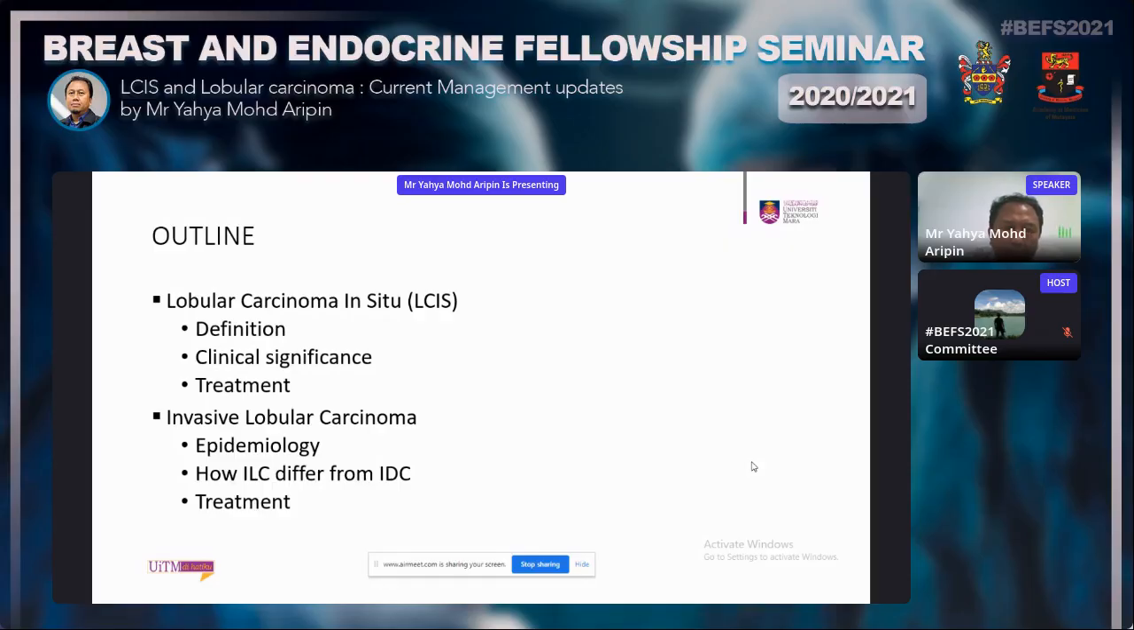Okay, this will be my outline. I'm going to spend about 20 minutes talking about lobular carcinoma in situ, LCIS. We'll touch on the definition, clinical significance, and treatment. And for the last 20 minutes, I will talk about invasive lobular carcinoma, the epidemiology, how ILC differs from IDC, and we look at the treatment options for ILC.